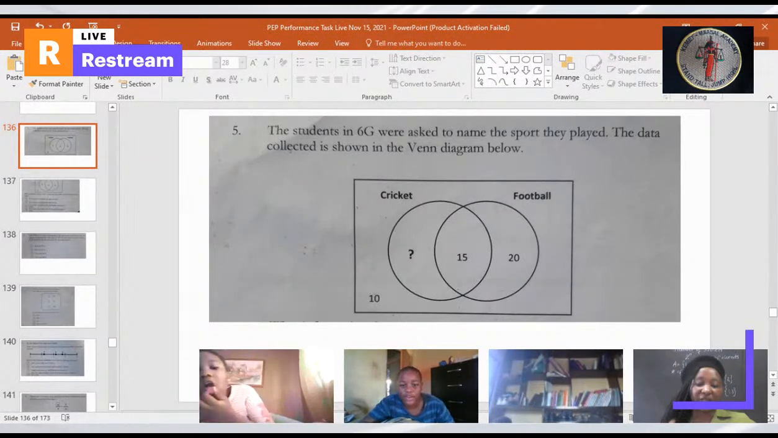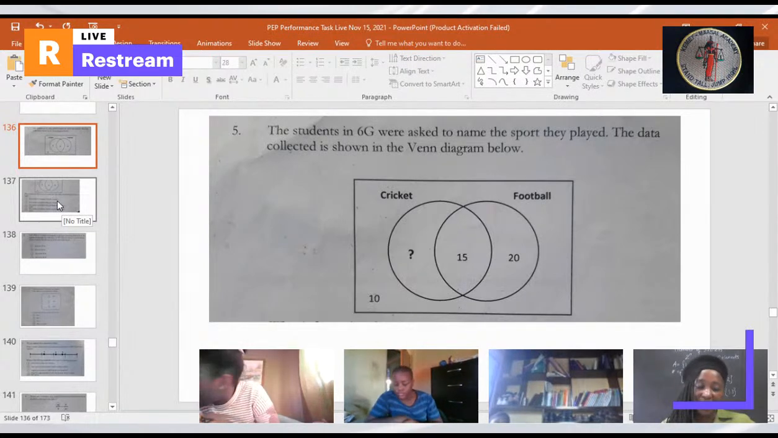Miss, would it be B, finding the amount of people who play cricket? That is correct. So if we know how many people play cricket, what would we do to find out how many play cricket only?